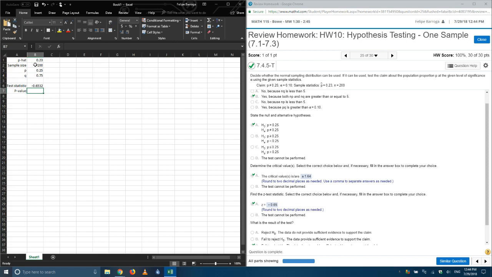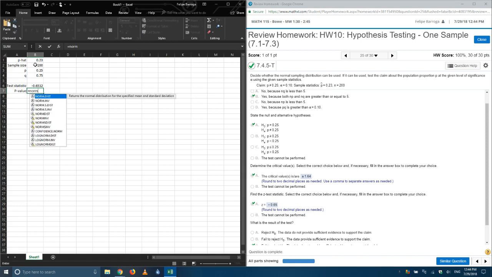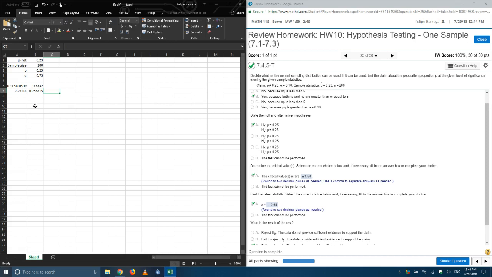Now to get the p-values, we'll use NORM.S.DIST because this is a z-score. This will give us the left-tailed probability. To get the right tail, we'll just take the complement of this. And to get the two-tailed, since this is a negative z-score here, we'll take the left tail and multiply that by 2. If this was a positive z-score, we'll take the right tail probability and multiply that by 2. As well, that's pretty much it.